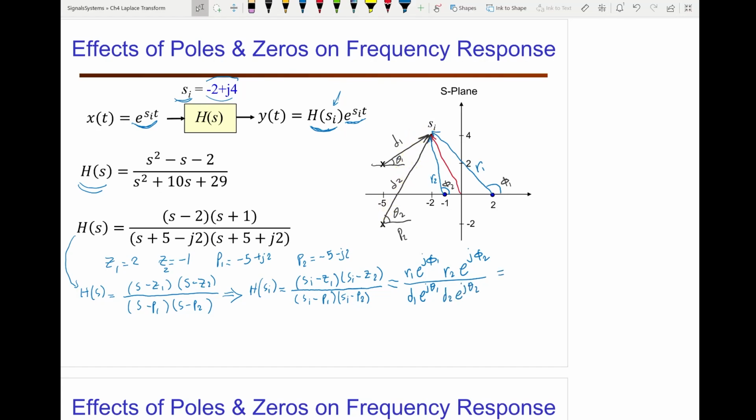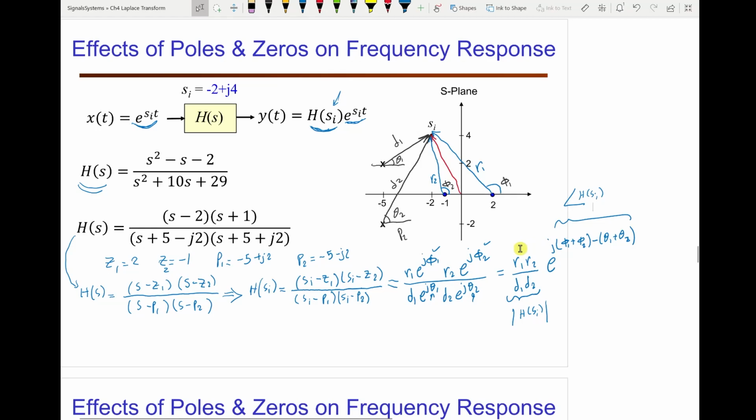So I can rewrite it as R1 R2 divided by D1 D2, times the exponential of j times the angles phi1 plus phi2, and these two angles here will come up negative, minus theta1 plus theta2. And this is the system response to this frequency. It's basically the multiplication of the distances between the zeros and the point of interest, divided by D1 times D2, the distances between the poles and the point of interest. This is the magnitude, and this is the phase.